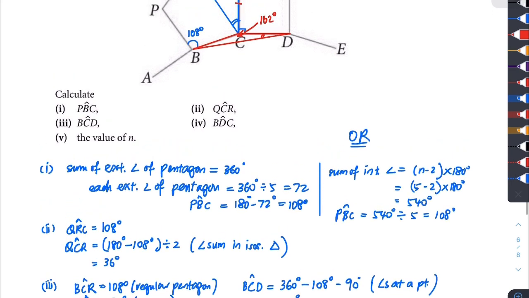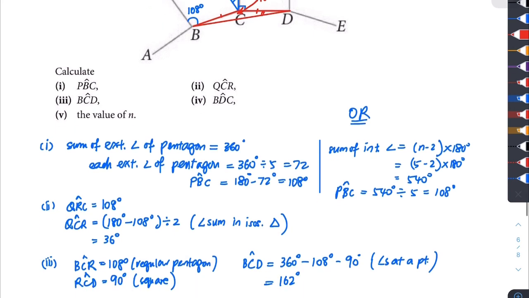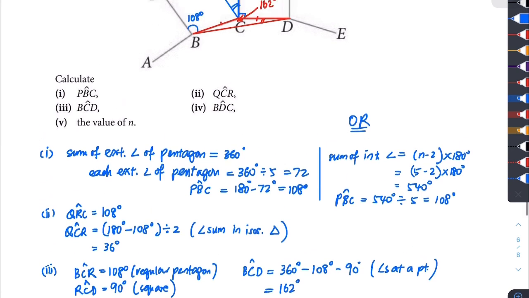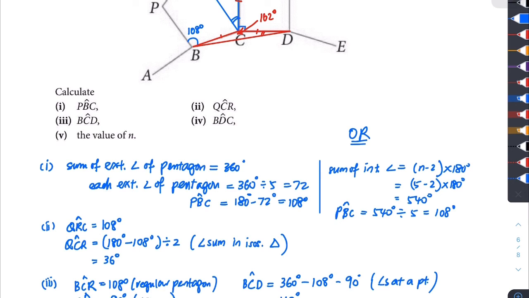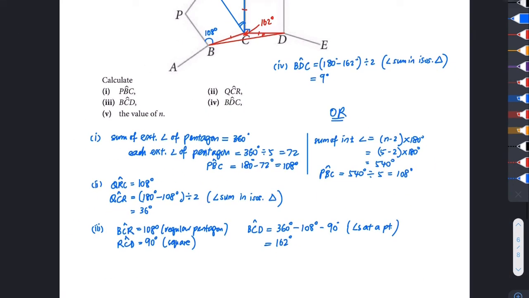Same thing, since this is a regular polygon, the two sides are the same, so you get an isosceles triangle there. Let me just squeeze up here, then I'll move it down. So our angle BDC will be equal to 180 minus 162, and this amount I divide by 2, because this is the angle sum in an isosceles triangle, so this one must be written. So 180 minus 162 divided by 2, we're going to get 9 degrees, a very miserable 9 degrees.